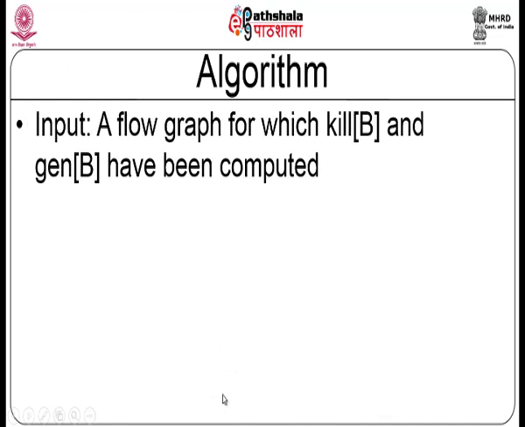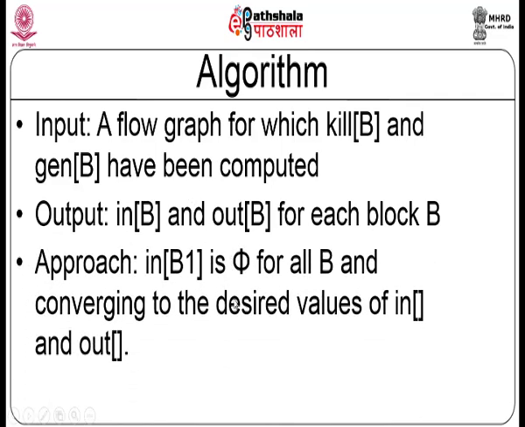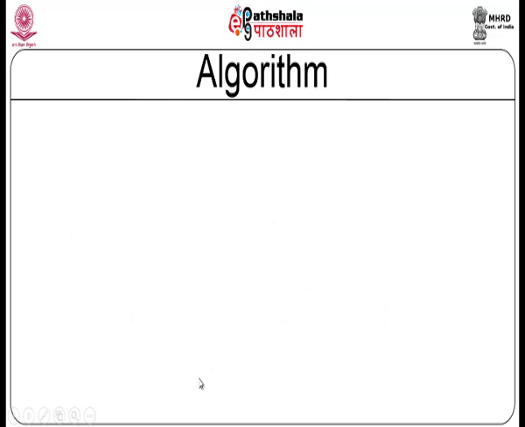So, the algorithm here: your input will be a flow graph for which kill of B and gen of B have been computed. We have already computed gen of B and kill of B in the previous module, where we looked at statement by statement. We will do the same thing in the context of basic blocks. That is your input, and the output will be in and out of every block. The approach is that the in of basic block B1 is assumed to be null, the out is null for all blocks, and we keep iterating, converging to the desired values of in and out. So, what do we do here?